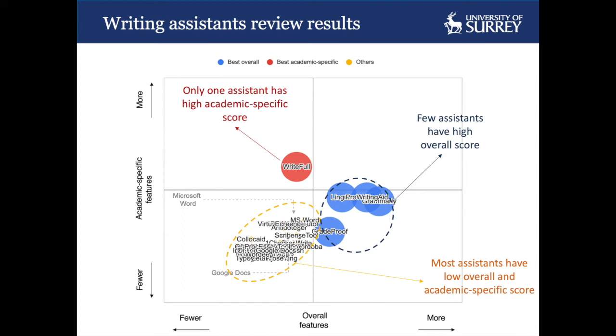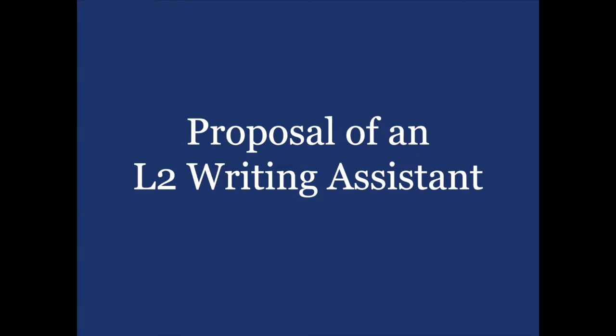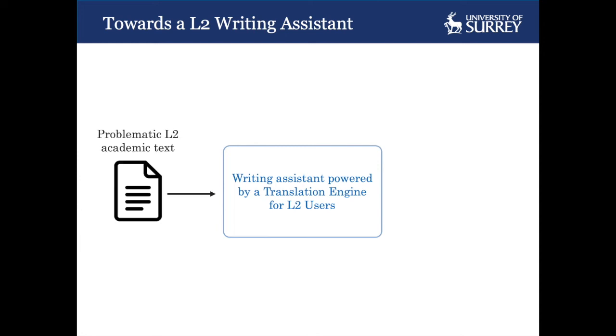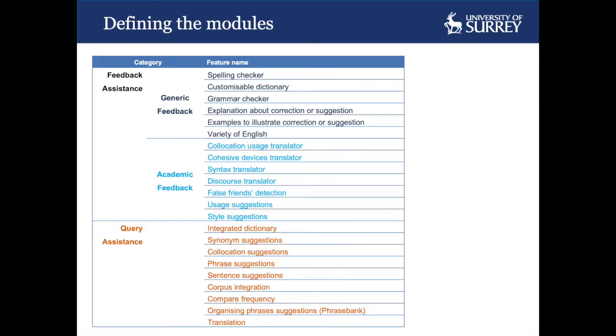Finally, it becomes evident that there is a need for a new solution that not only has a high academic-specific score, but is also powerful enough in terms of overall features. This writing assistant review informed the proposal of a new L2 writing assistant powered by an intralingual translation engine for each L2 user, which takes as input a programmatic L2 academic text and outputs an improved academic text.